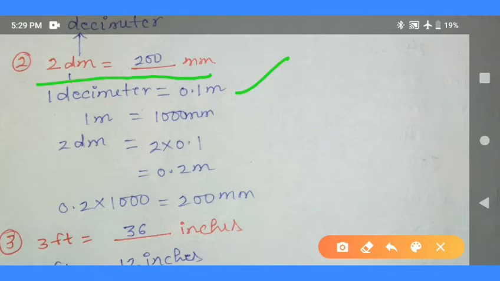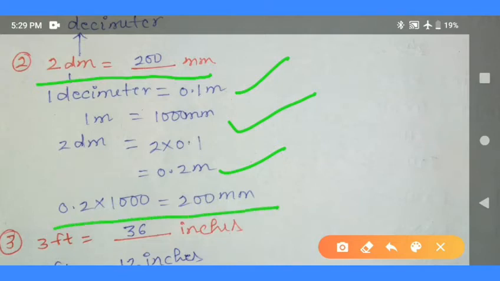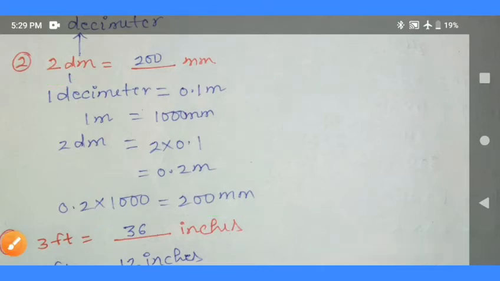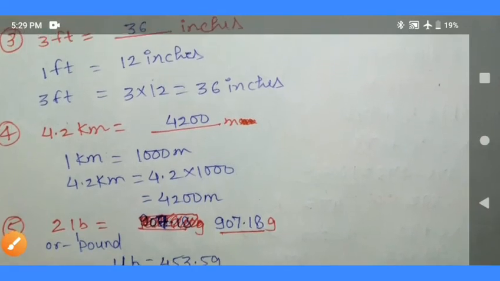We know that 1 meter is equal to 1000 mm. So 2 decimeter is equal to 2 into 0.1, 0.2 meter. So 0.2 into 1000 is equal to 200 mm. This is the answer number second. Okay. Next, third one.